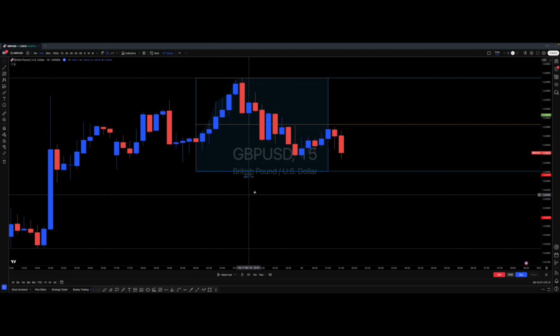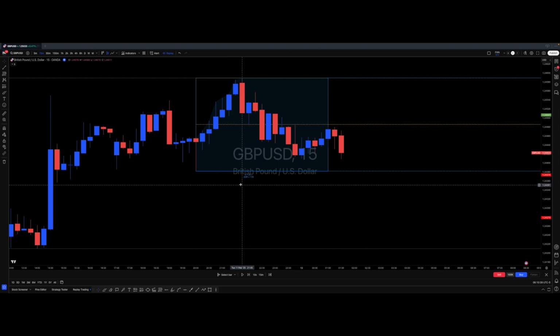Here is the Asian range. This is Tuesday. So you can see essentially the Asian range starts at 8 p.m. Eastern Standard Time, and it runs through about 1 o'clock in the morning.